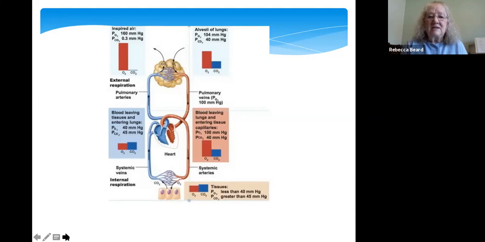When blood is leaving the lungs and entering the tissues in the tissue capillaries, the pressure of oxygen is going to be at 100 millimeters of mercury, and the pressure of carbon dioxide at 40.